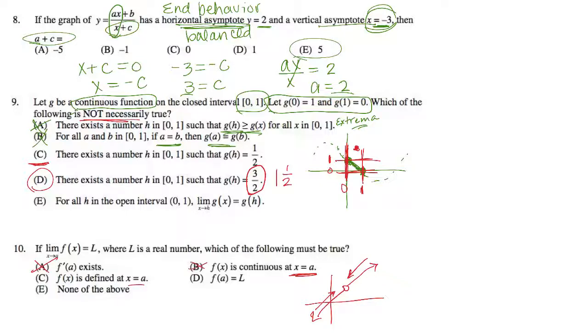Well, f of x is defined at x equals a. Well, not necessarily. I could do that. So C is not right. F at a equals L. Well, no, we just showed that. So it's going to be answer choice E. None of those actually have to be true.